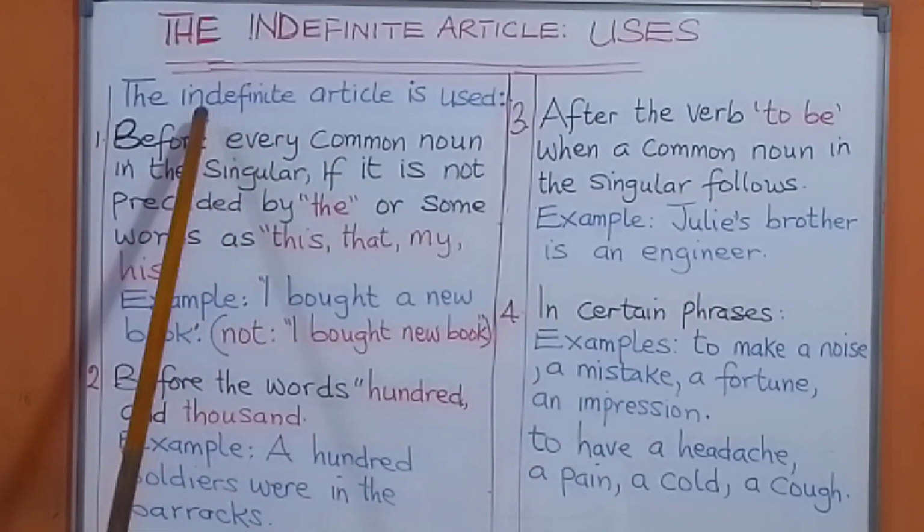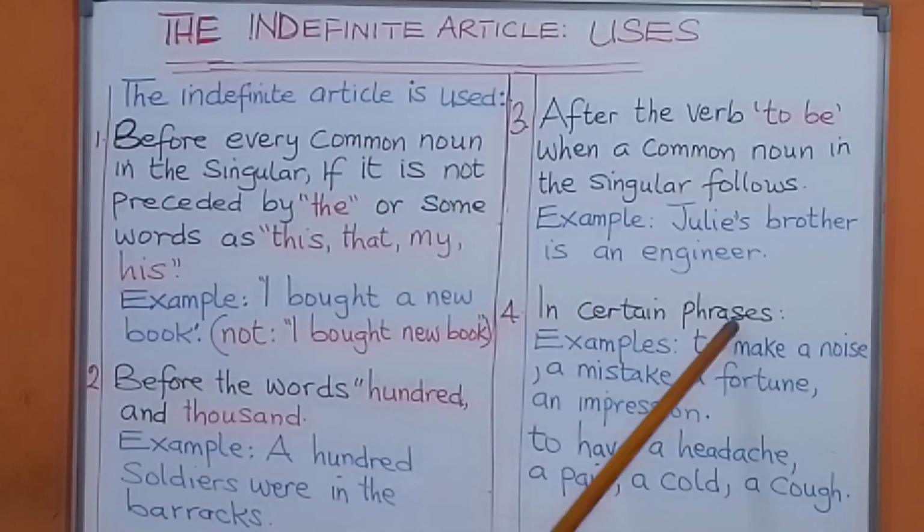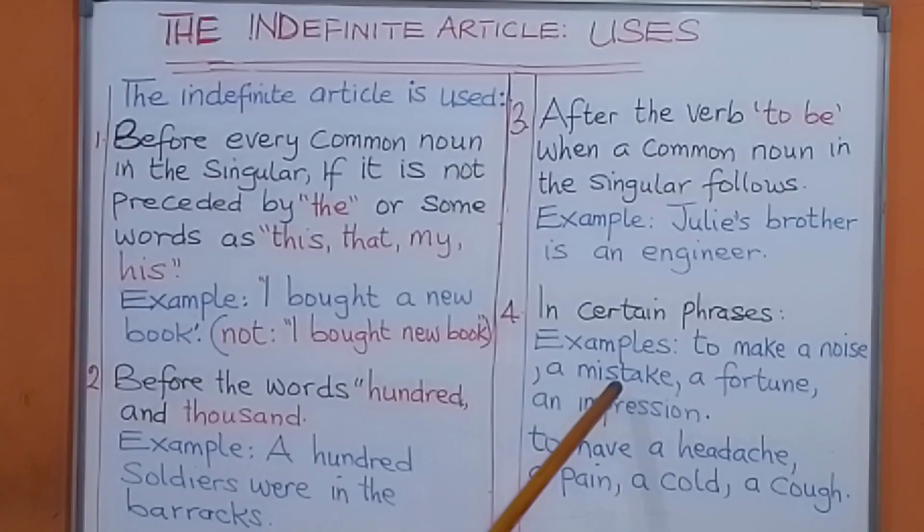Number 4. The indefinite article is used in certain phrases. Examples: to make a noise, don't say make noise. To make a mistake. To make a fortune. To make an impression. To have a headache. To have a pain. To have a cold. To have a cough. That is when you use the indefinite article in certain phrases.